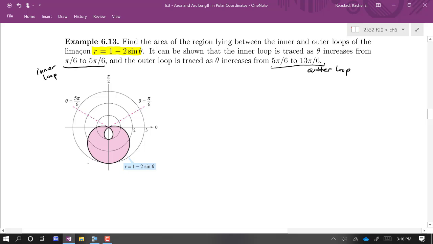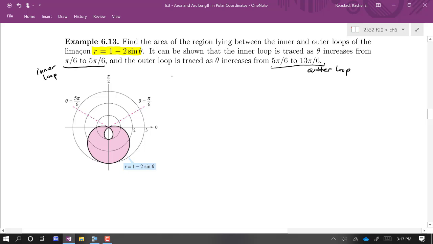So, in order to conceptualize, we basically want to punch out the inner loop from the outer loop, right? If I integrate r squared from 5 pi over 6 to 13 pi over 6, I'll get everything that's shaded plus that bit inside, right? And then what I want to do is punch that out. I want to subtract that. So subtract out the inner loop from that. So subtract out the integral from pi over 6 to 5 pi over 6. And I guess we could just kind of get started.